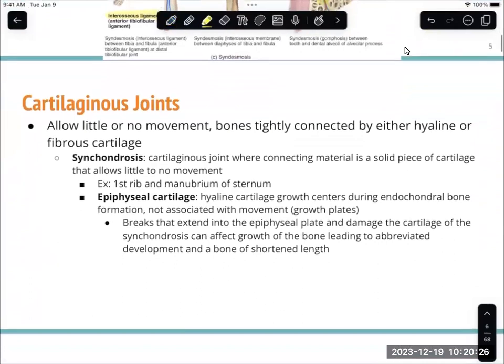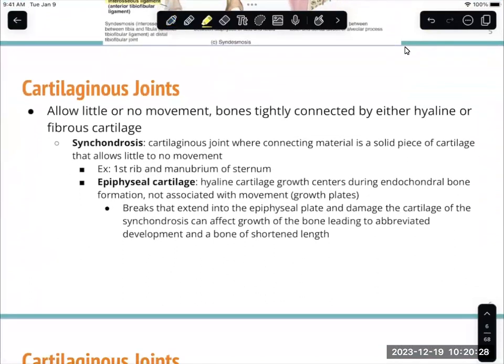Next, we'll look at cartilaginous joints. Again, a cartilaginous joint has very little to no movement. They can be connected by that hyaline cartilage or that fibrous cartilage. So we have a synchondrosis.